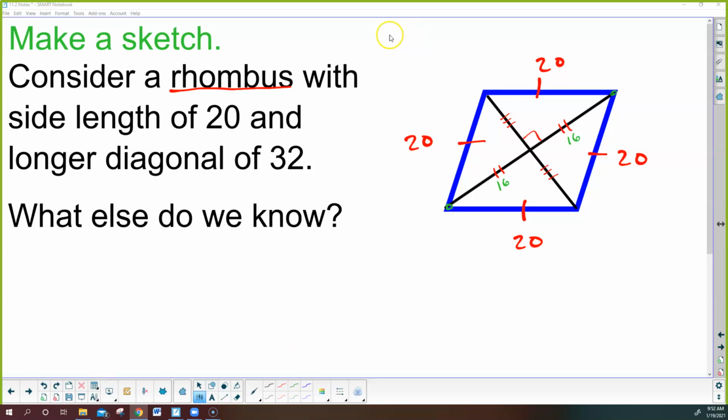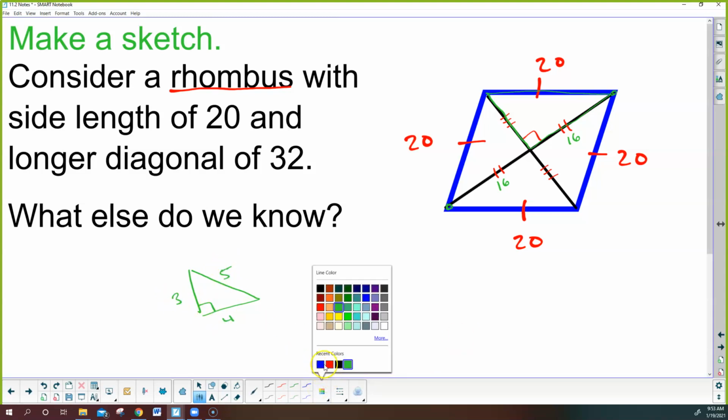All right. So we know, what else do we know? Well, wait a minute. This forms a right triangle. I can pick any one of these right triangles, but we actually have a special kind of right triangle. Okay, remember this one? You don't have to draw this, but if I had 3, 4, 5, we said that it's multiples. So I could times all these by something that would help get 16, 20, and something else.